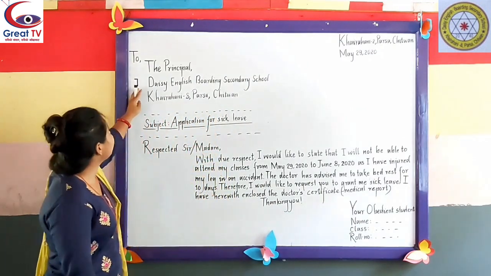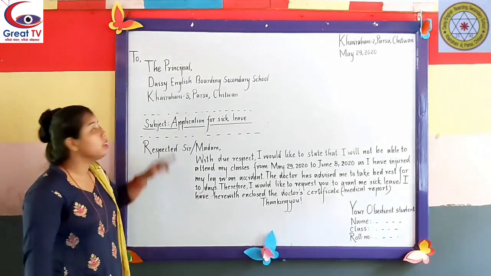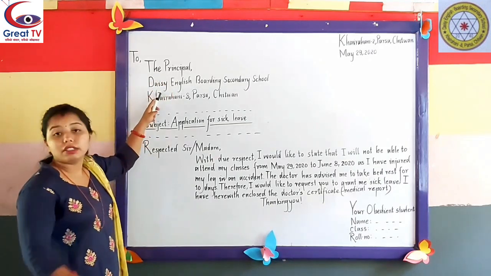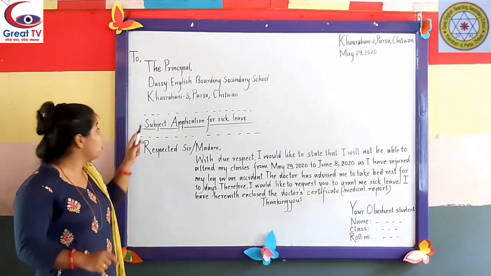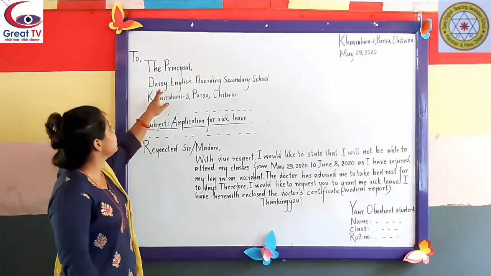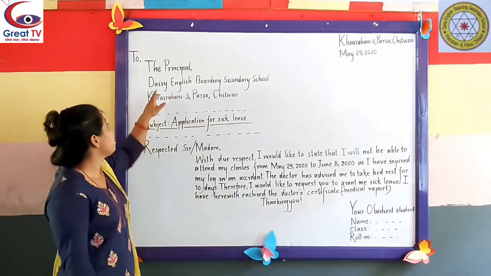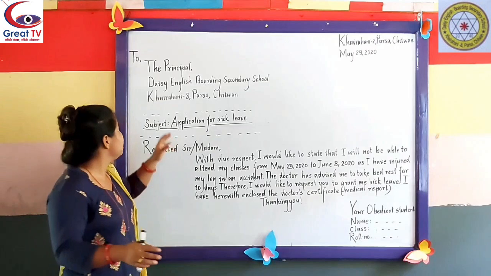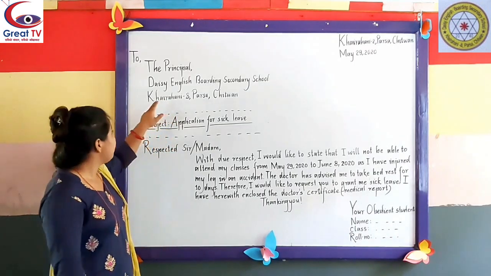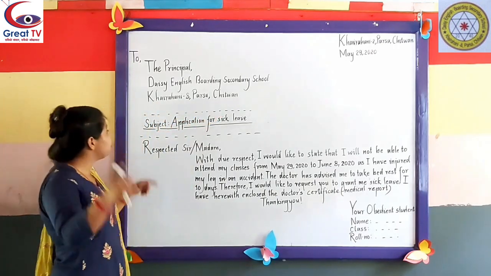Then on this side, to whom are you going to write this letter? You are going to write this letter to the principal. Then your school name. My school name is Daisy English Boarding Secondary School. You have to write whatever your school name is. Then your school address. My school address is Khairani 8 Parshachidam.